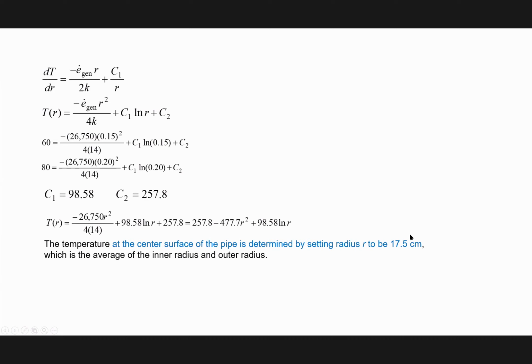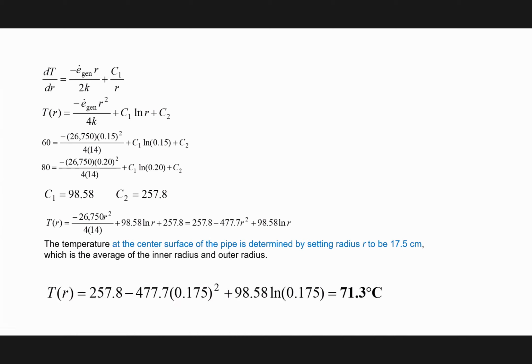If you put this in the expression that you have here, with r squared and r, it shows that energy goes from outside of the pipe to inside, and somewhere in the center of the pipe, the temperature is 71.3.